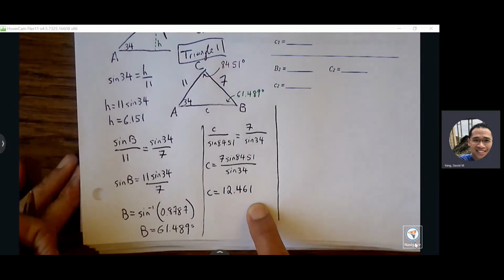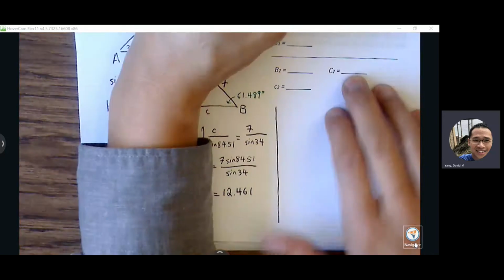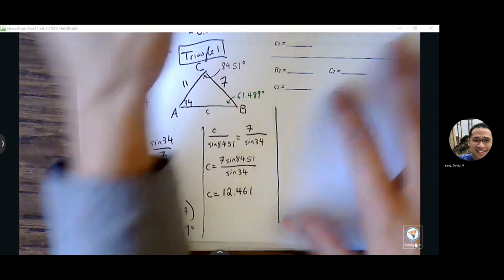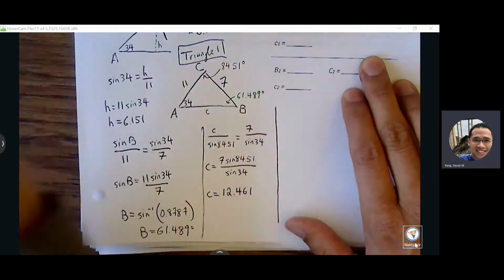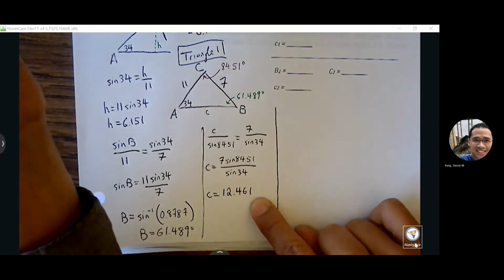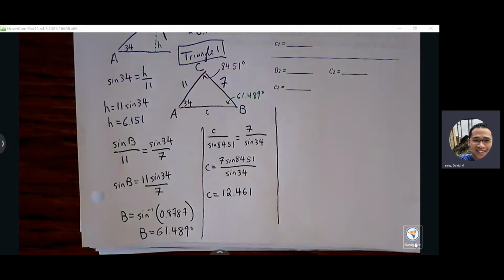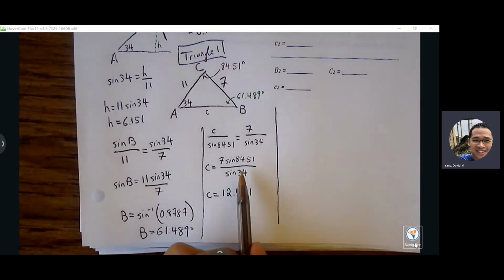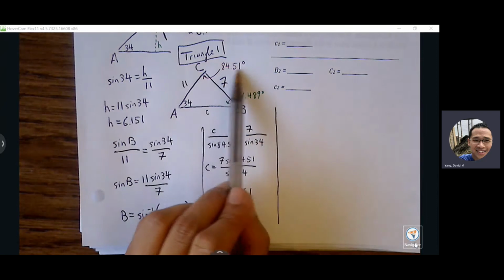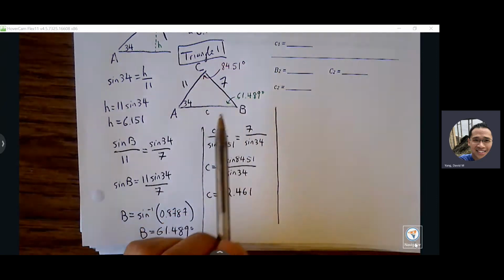12.461. Okay, so we have full information about triangle 1. I get just 4, 6, 4, 6, 1. Oh, that's fine, as long as you're... Let me see. Oh, but I used 84.49, 4948. You used 84.49? No, I used 84.5. Oh. Yeah, try to keep that decimal value to gain more accuracy that way.